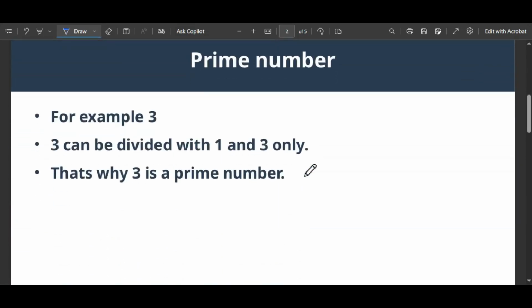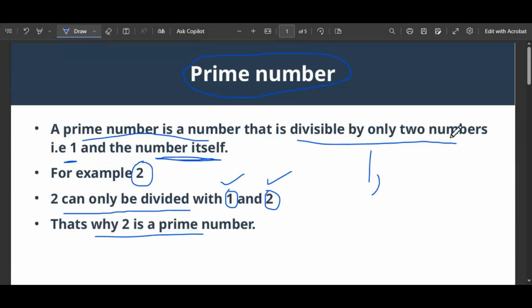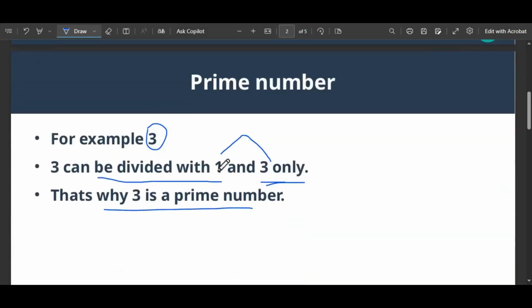If you take another example of 3, right? 3 can also be divided using 1 and 3 only. There is no other number other than those two that can divide 3. That's why 3 is also a prime number, as it has only two factors, or this 3 can only be divided using two numbers, that is 1 and the number itself. As you can see here, 1 and the number itself.